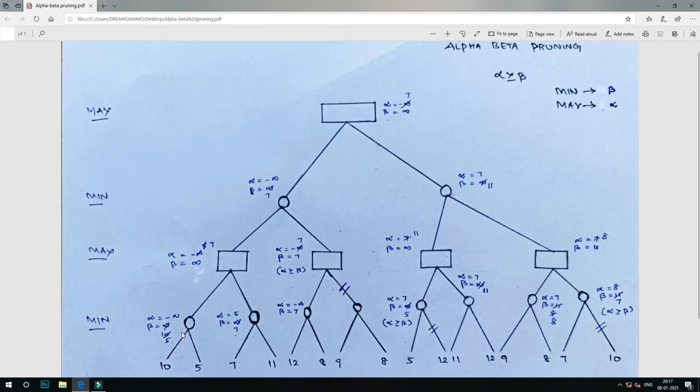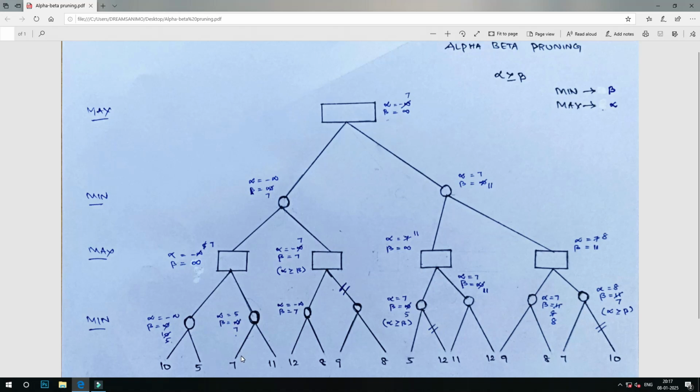And then we check with the 5. Is 5 small or is 10 small? 5 is small. So we put 5 instead of 10. Then we go upwards, so we consider the maximum value, that is the alpha value. So put 5 over there instead of minus infinity, and traverse towards the right-hand side to the bottom. Alpha equal to 5 and beta equal to infinity.